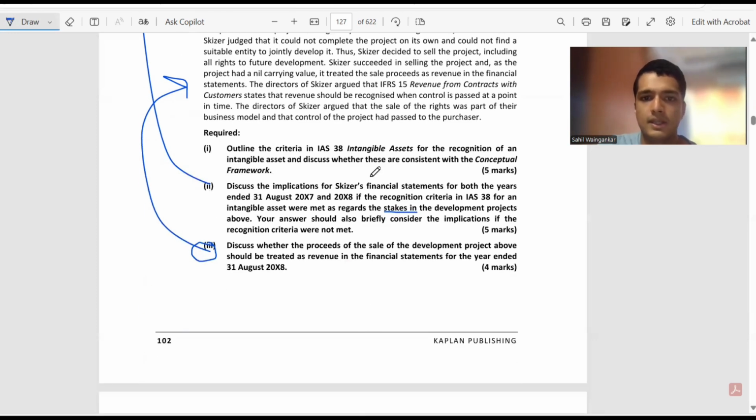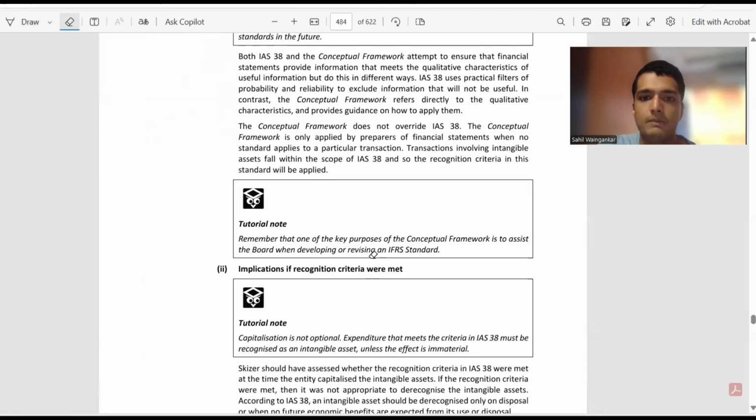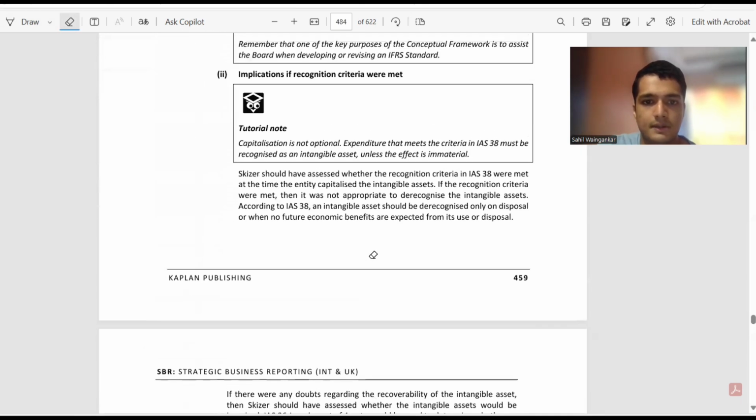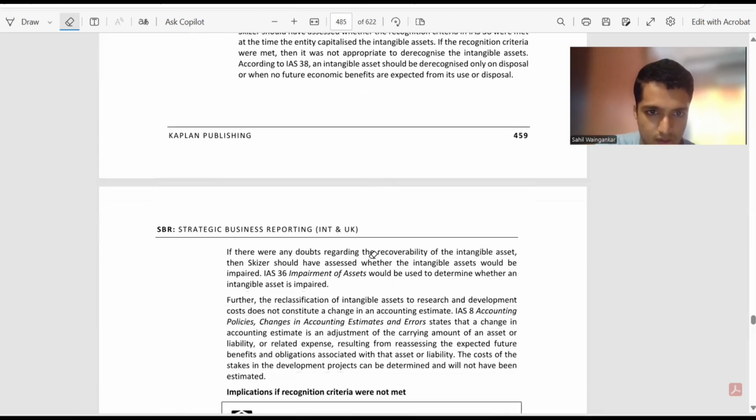Okay, so we will say this. I think in 5 marks we have said a lot of things, and we are going to copy paste a lot of things from the question. Here it is. Skizer should have assessed whether the recognition criteria in IAS 38 were met at the time the entity capitalized the intangible assets. If the recognition criteria were met, then it was not appropriate to de-recognize the intangible assets. According to IAS 38, an intangible asset should be de-recognized on the disposal or when no future economic benefits are expected from its use or disposal.